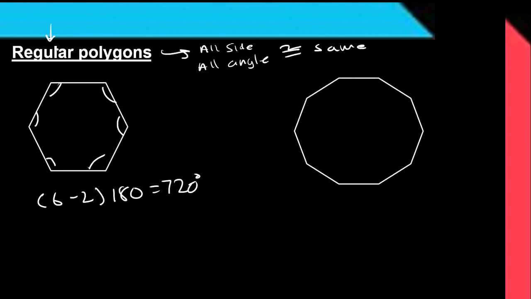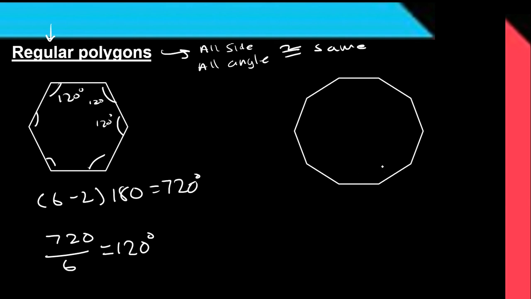But if it's a regular shape, I know all the angles would be the same. So I would just say, okay, well, 720 divided by the number of angles, which is 6, the same as the sides. And that means each interior angle is actually 120 degrees. And you can do that with any regular polygon.